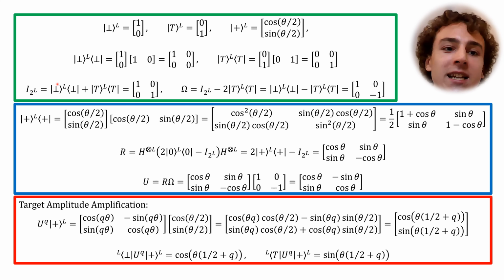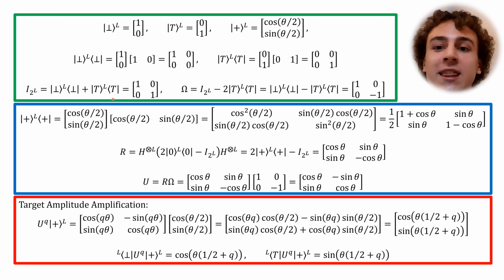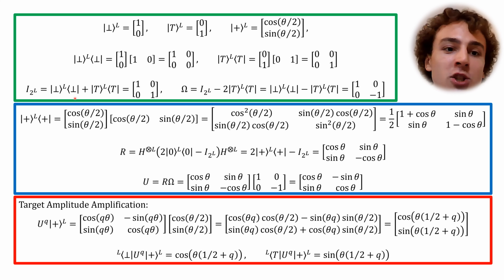Now let's have a look at the identity operator. The identity operator can be written as a sum of the horizontal projector and the vertical projector. Or we can think of this as a non-target projector and a target projector. If we take the sum of these matrix representations, we're going to get the 2x2 identity matrix. So we have 1s along the diagonal and 0s on the non-diagonal.